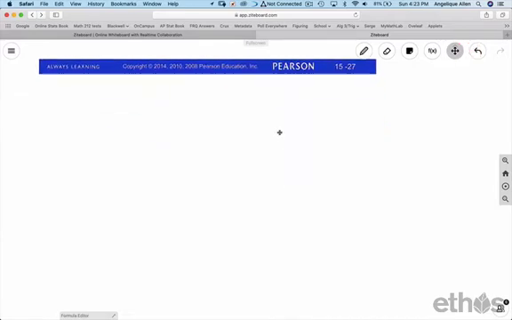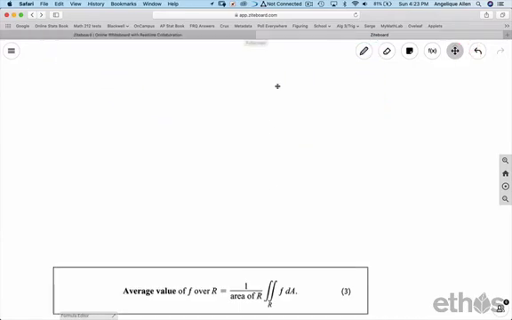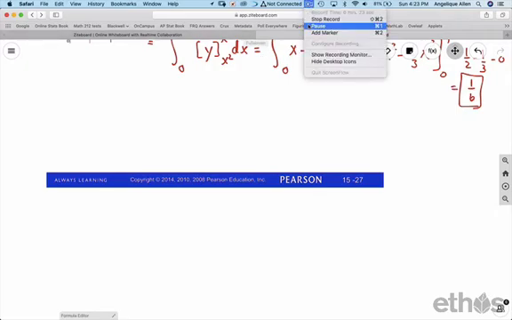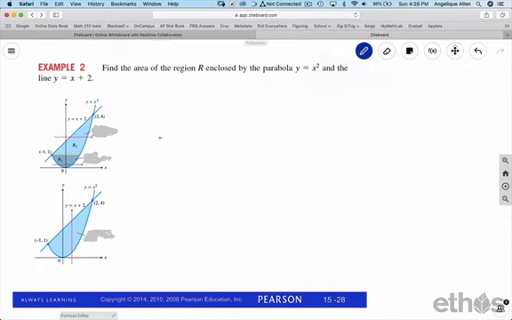Let's take a look at how this could get more complicated. I'm going to pause for a second because my slides are messed up. Okay, slides fixed. All right, on to example 2.